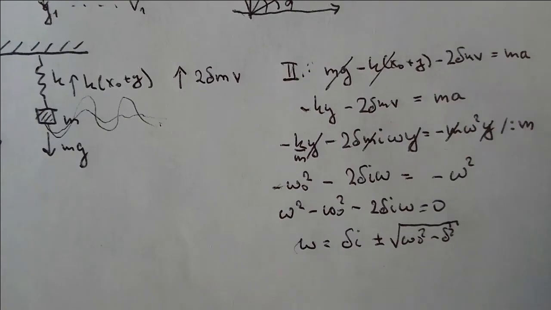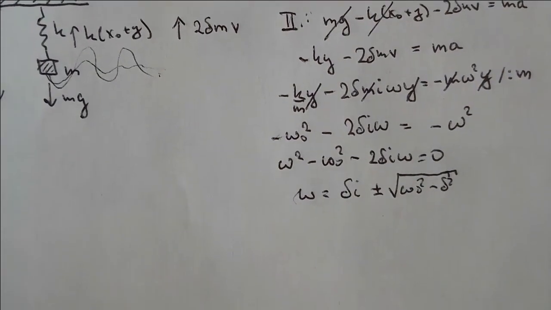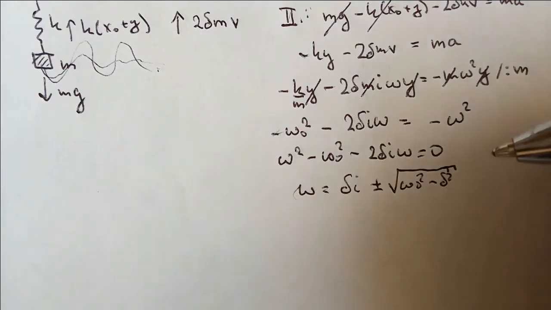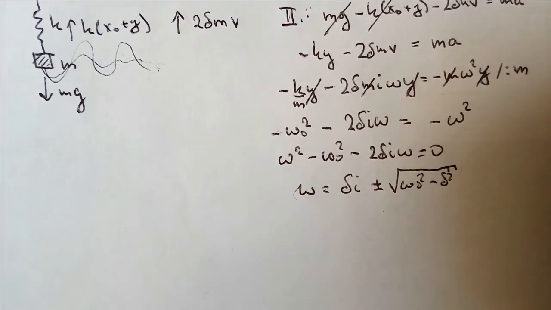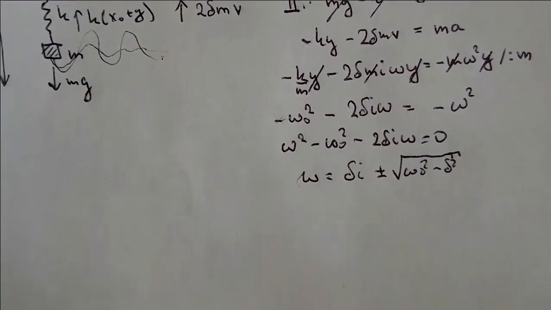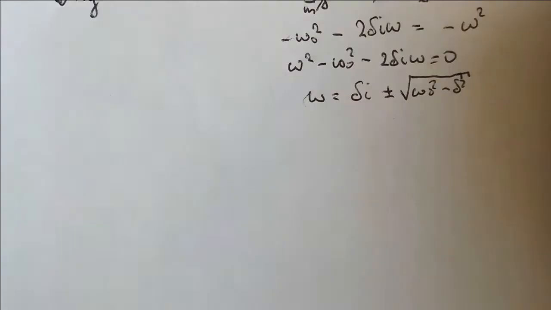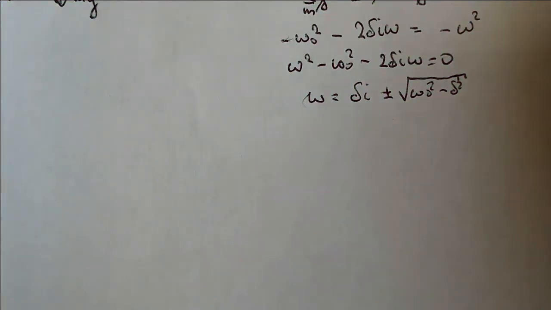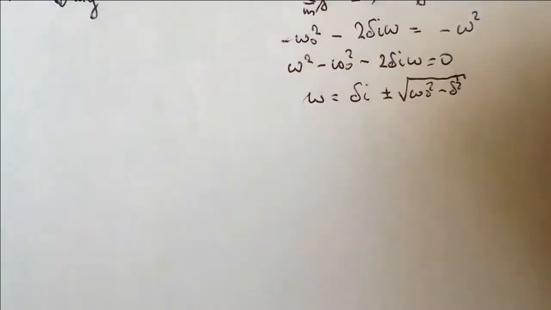What does it mean to have this omega? Here omega is a complex number. What does it mean to have an angular velocity as a complex number? I will show an addendum or a bonus in this video, which explains why this makes sense and how it makes sense.